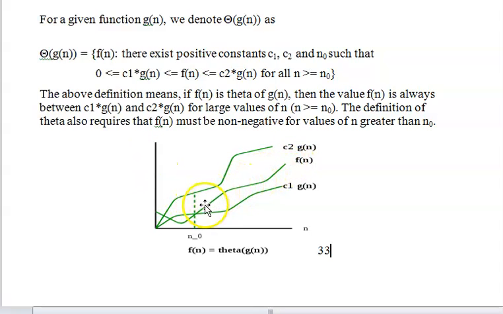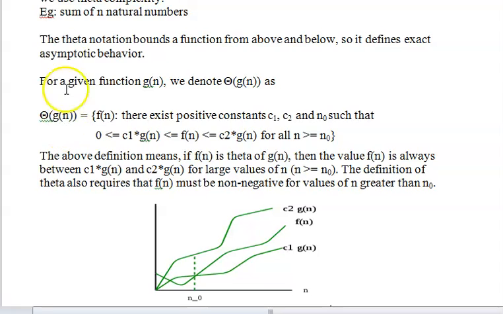So this will be the f(n) function. We are having another function g(n), and we will be using two constants c1 and c2. When we multiply the function g(n) with c1, that plotting will be the lower bound, and when we multiply g(n) with c2, it forms the upper bound to f(n). That is theta, big theta notation.